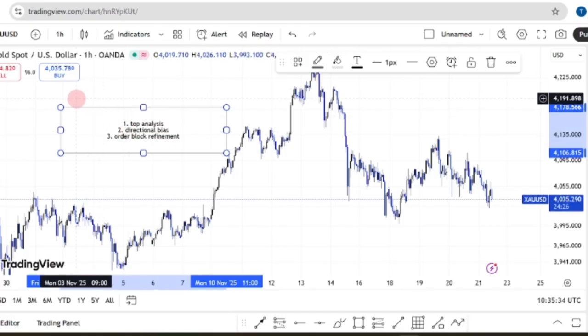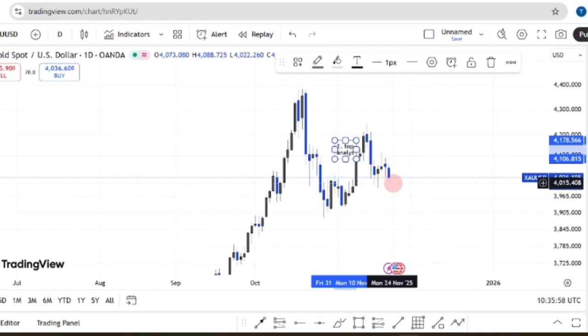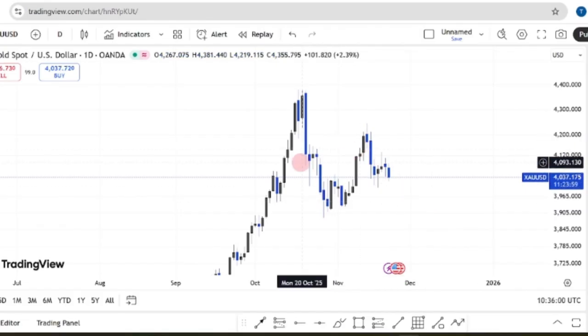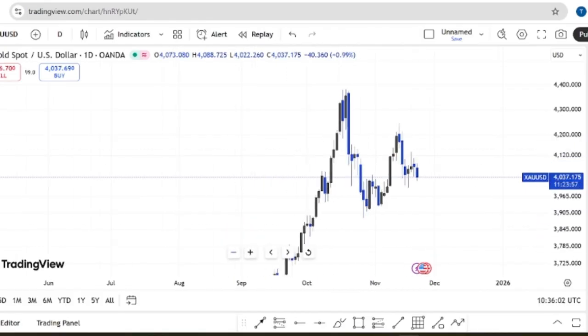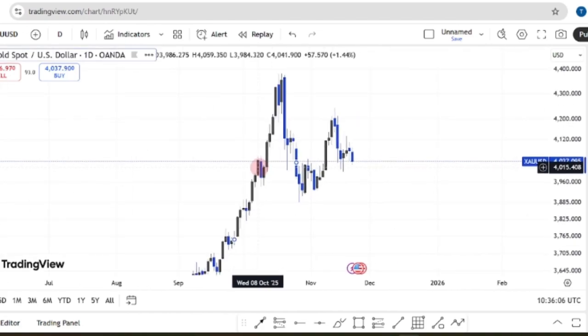First we'll be looking at gold from a daily perspective, so we get to understand top-down analysis: where is gold trading from and where is gold heading to. So here we go down to the daily. The examples I'll be giving in today's lesson are real examples from live trades I took this week. The screenshot and everything will be uploaded at the end of this video.